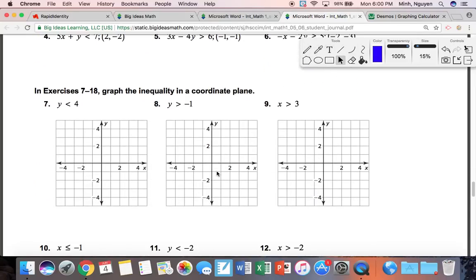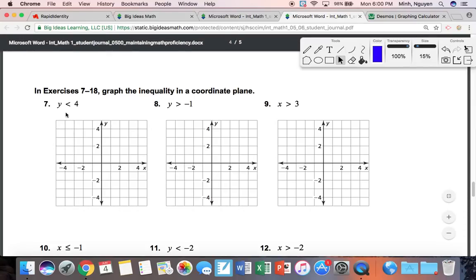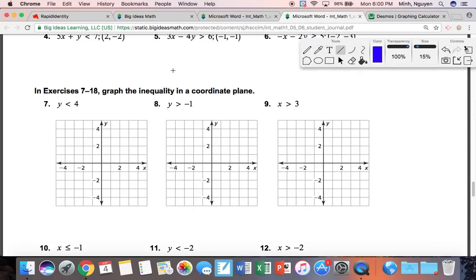Graph the inequality in a coordinate plane. So the first thing you should see is that y is less than 4, and you should decide, am I going to be doing a solid line or a dotted line? Since there is no equal line under the less than, then you know it's going to be dotted. And next, where is y? 4. So that's right here. Y is less than 4.